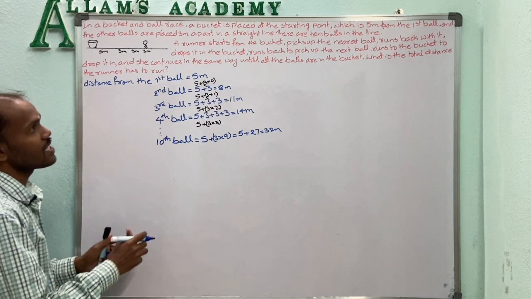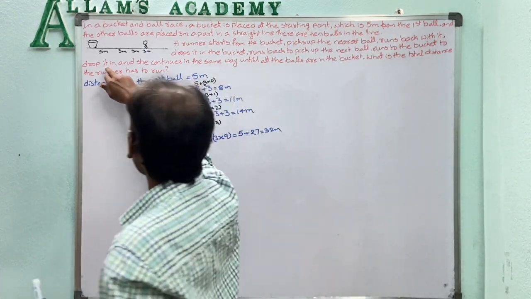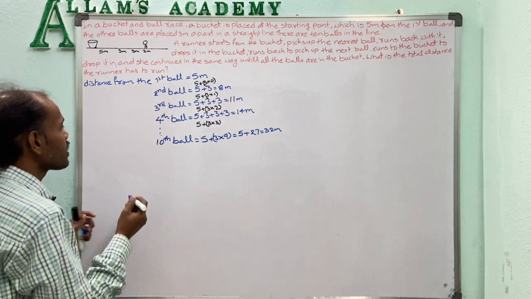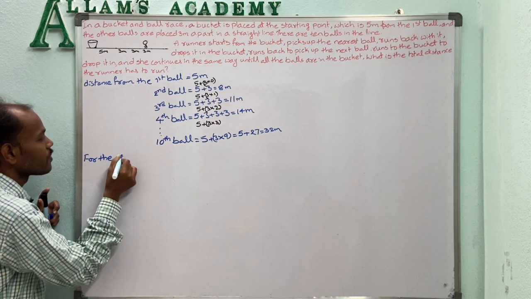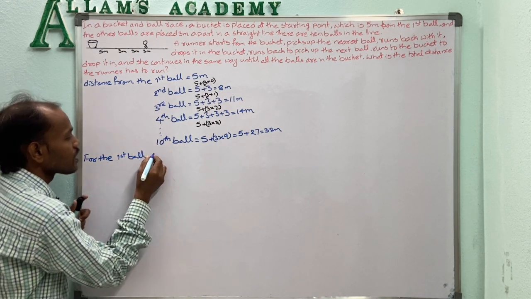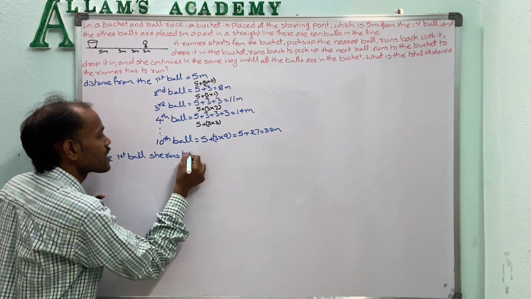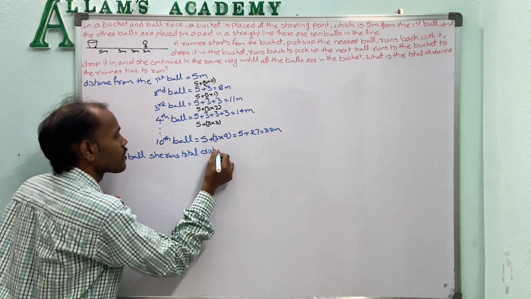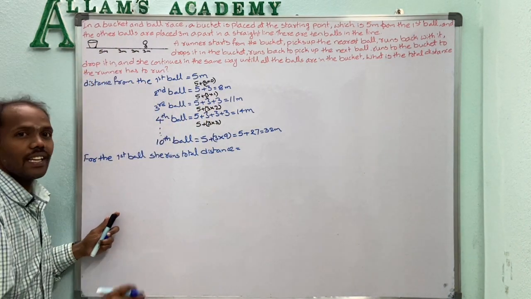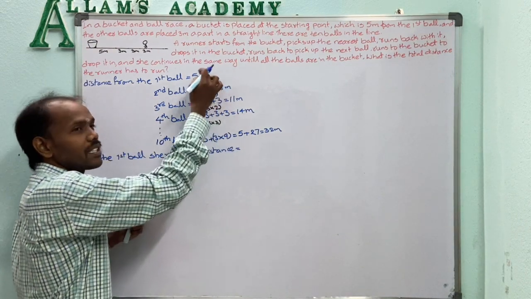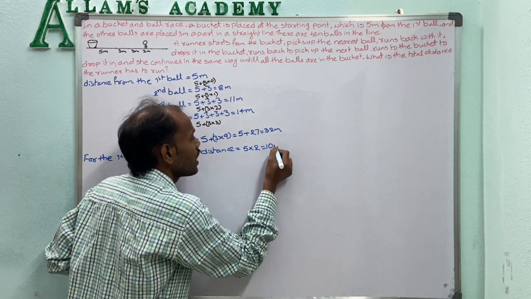And here what is given? She picks the ball, runs back with it, and drops it in the bucket. That means for the first ball she runs a total distance that is here to here and back again, up and down. The same distance only. So 5 plus 5, that is nothing but 5 twos, that equals 10 meters.